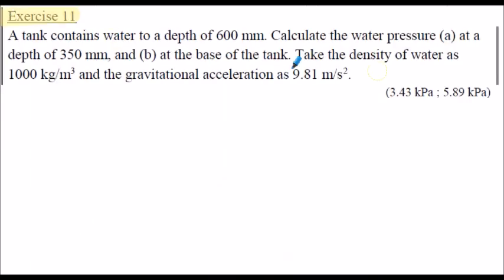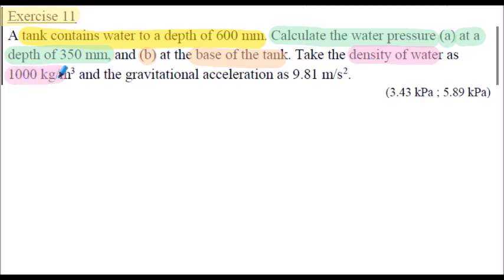Exercise 11. A tank contains water to a depth of 600 millimeters. We're asked to calculate the water pressure A at a depth of 350 millimeters from the surface and B at the base of the tank. Again, we're allowed to assume the density of water is 1000 kilograms per meter cubed. They've also stated the gravitational acceleration here for reference. Answer to part A of the question and part B of the question shown in the bracket.